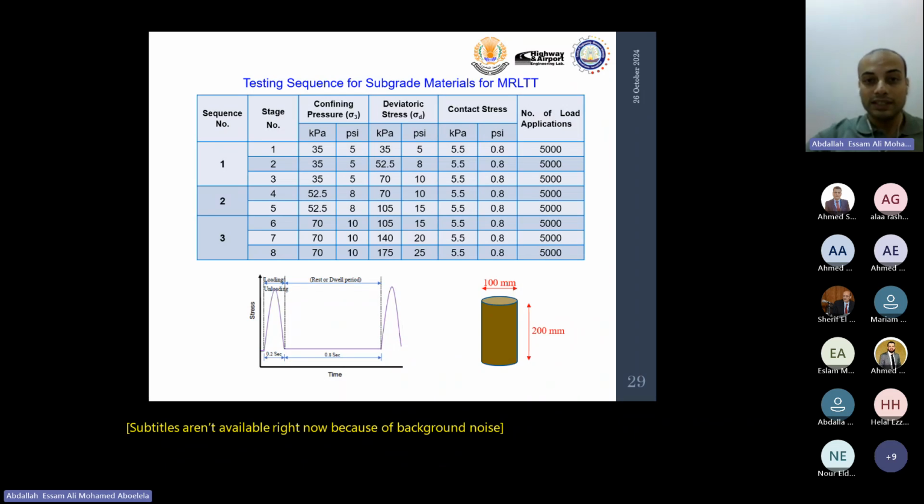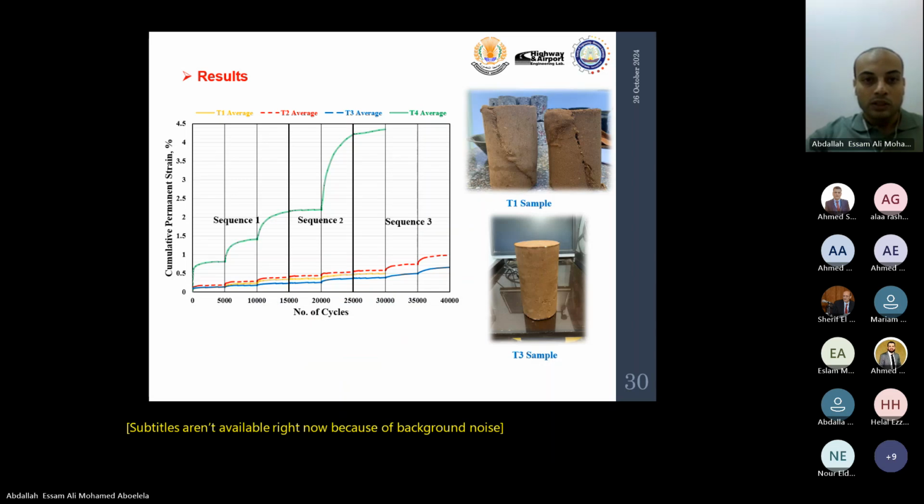The number of loads for each stage equals 5,000, and the range of confining pressure is between 35 to 70 for all sequences of the protocol. For the cycle, the loading duration equals 0.2 seconds according to most of the literature, and the rest equals 0.8 second. The dimension of sample preparation is as used for the repeated loading triaxial test according to AASHTO T307. We used only four types of investigated local subgrade materials, which are T1, T2, T3, and T4, and the total number of cycles is 40,000.